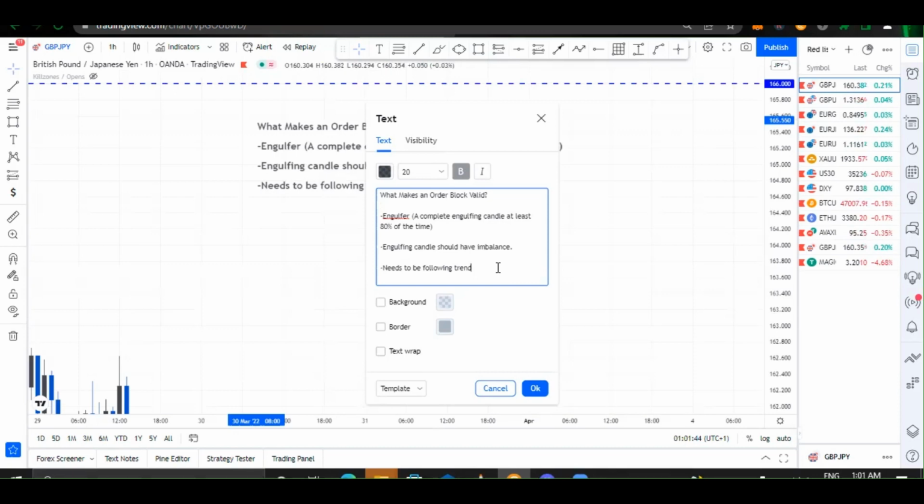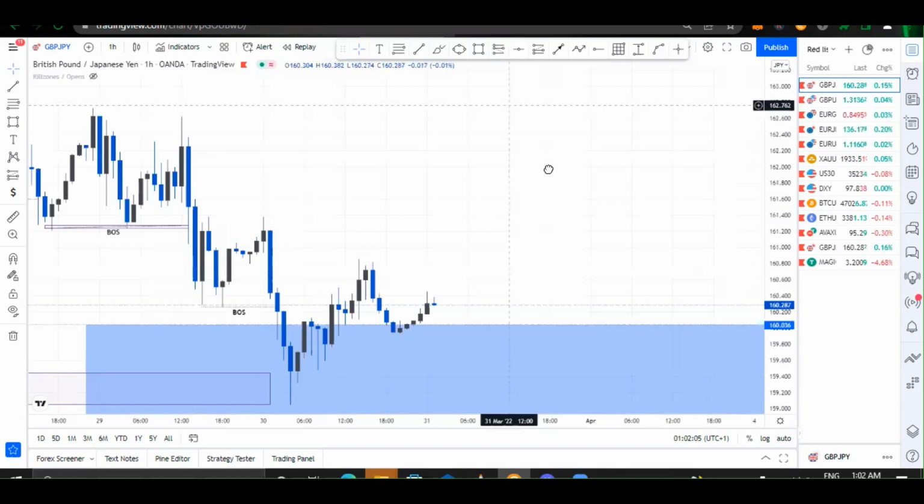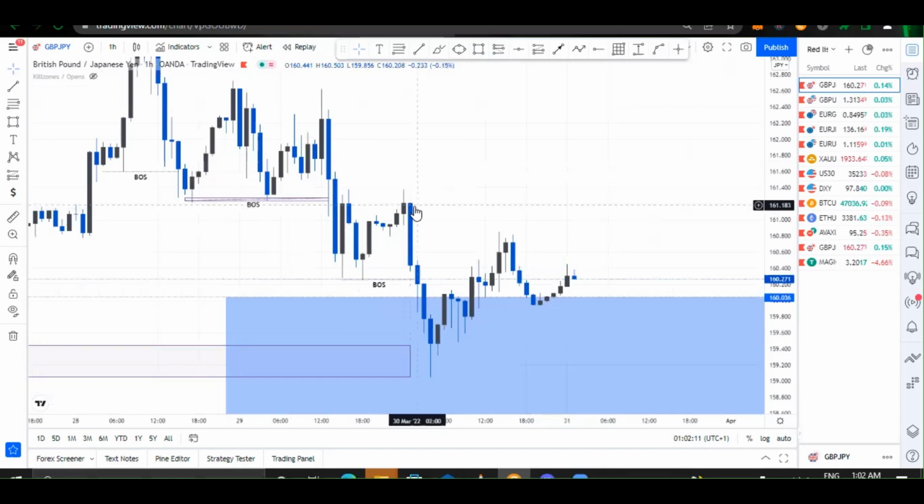Another important thing about an order block is it creates a break. I almost forgot this one. It creates a break of structure. So I'll quickly explain that for you in the class. Now, the reason why I'm looking at this order block right here is because it created imbalance, it engulfed, and then it broke this structure. You can see it. This order block created this massive break of structure straight down. So most likely, we are likely to see a sell from this point.